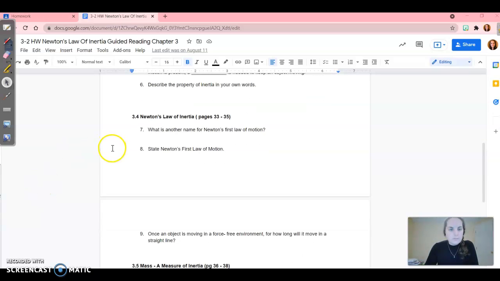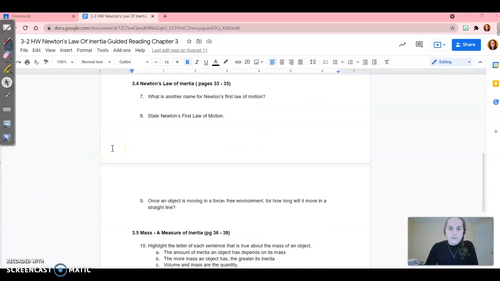All right, so number 7, what is another name for Newton's first law of motion? The law of inertia. So Newton's law of inertia. Number 8, state Newton's first law of motion. So Newton's first law of motion says that an object at rest is going to stay at rest, and an object in motion is going to stay in motion until acted upon by a non-zero net force.